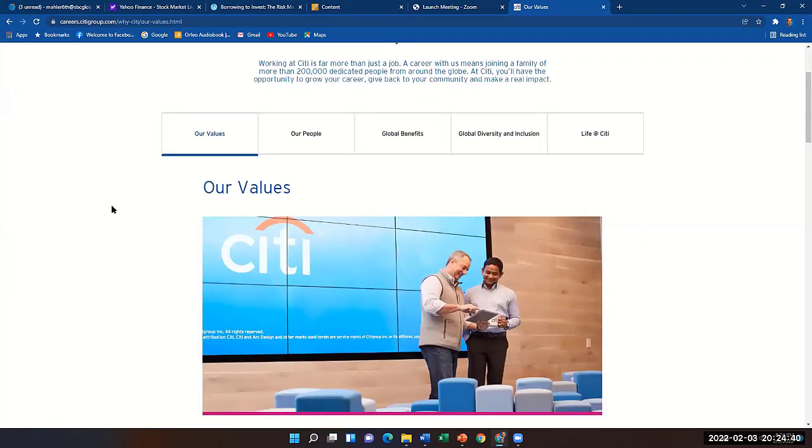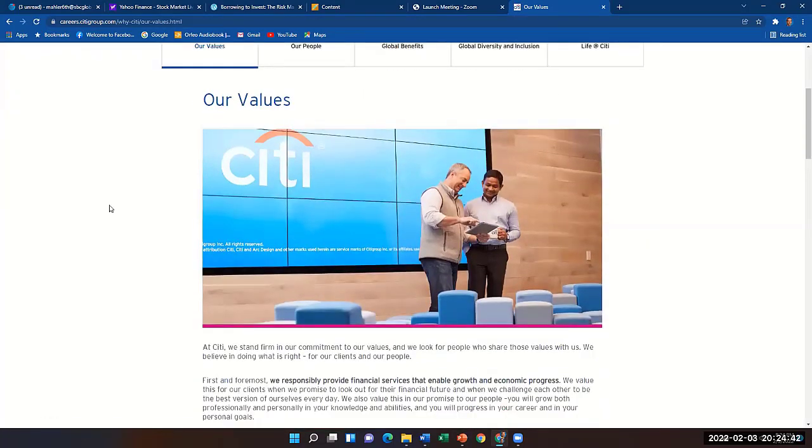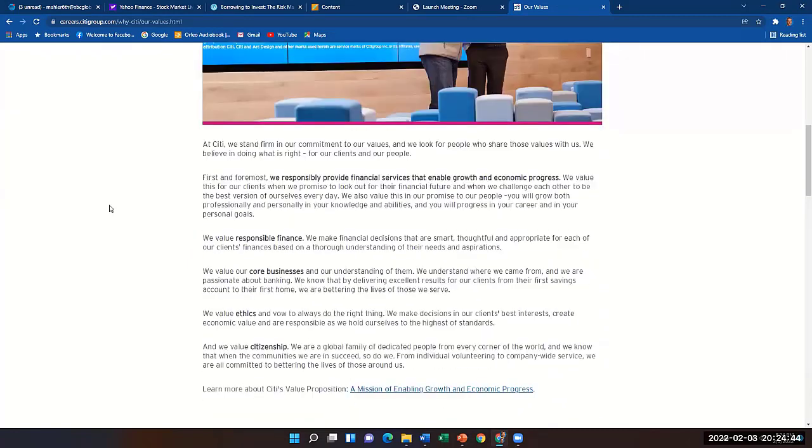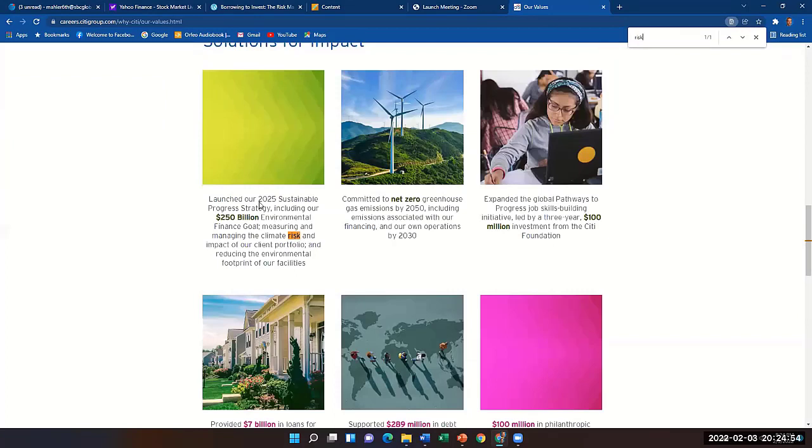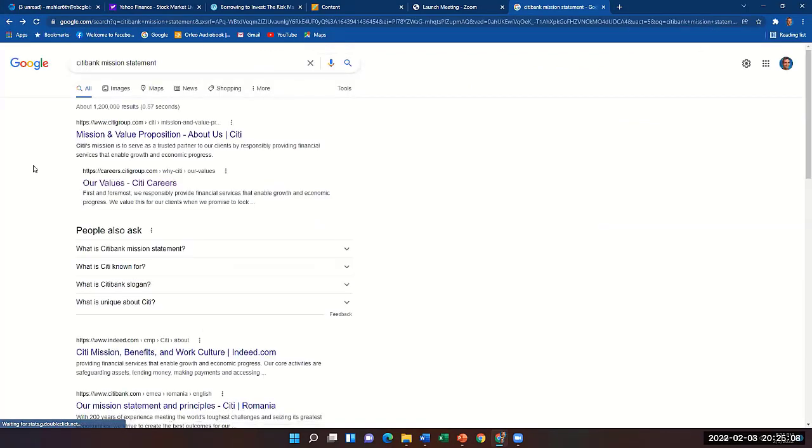Now they're all focused on social, environmental, governance. We responsibly provide financial service to enable growth and progress. Again, let's search on the word risk. Environmental financial goal, measuring and managing the climate risk and impact on our customers. Only one thing in there. And here they're talking about climate risk. All right, so it's kind of interesting to me, but do look for it.